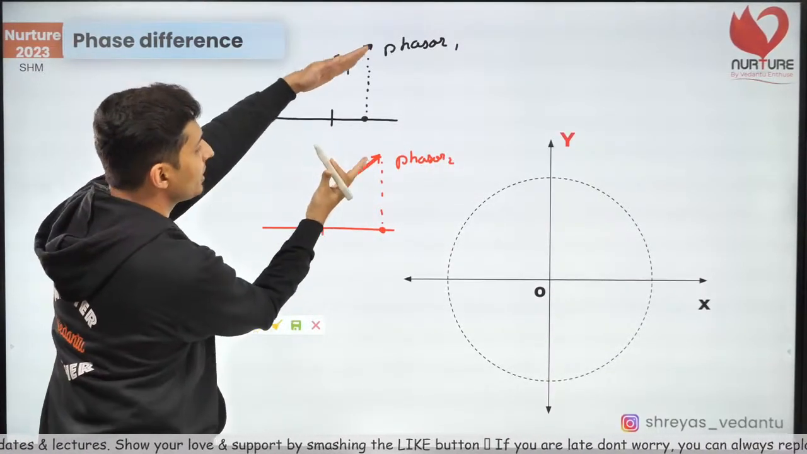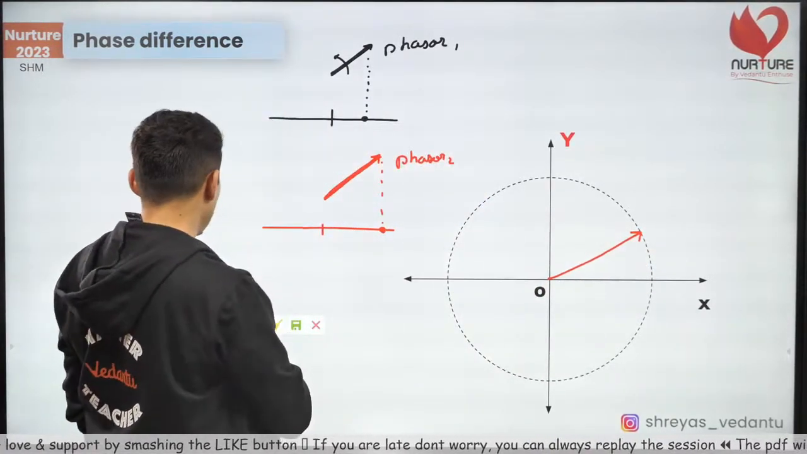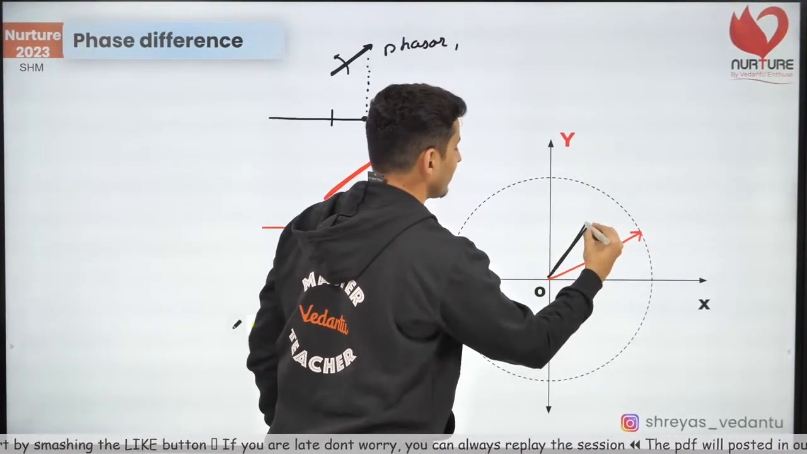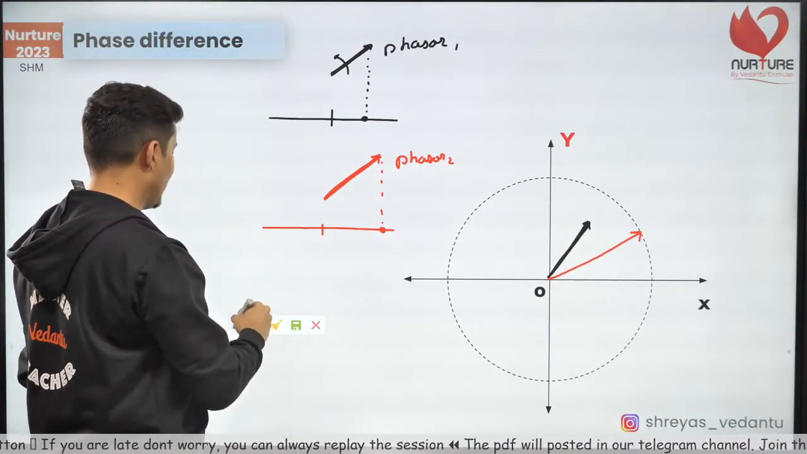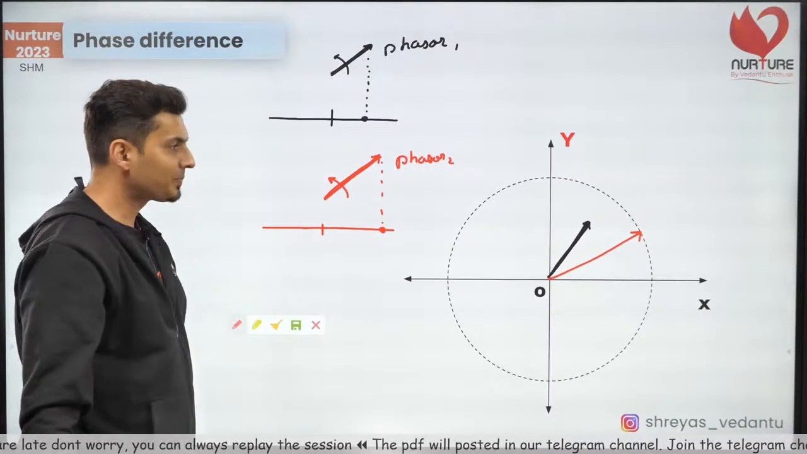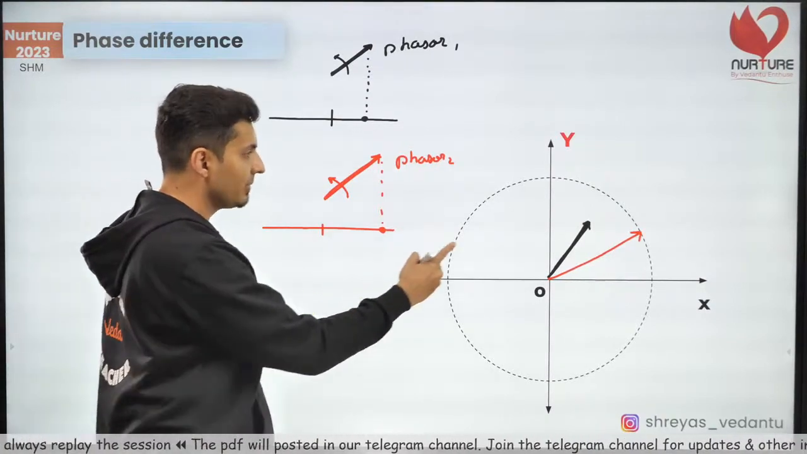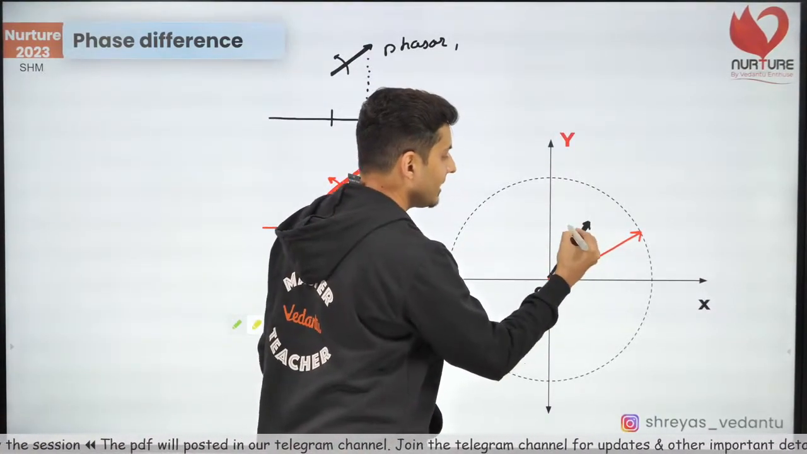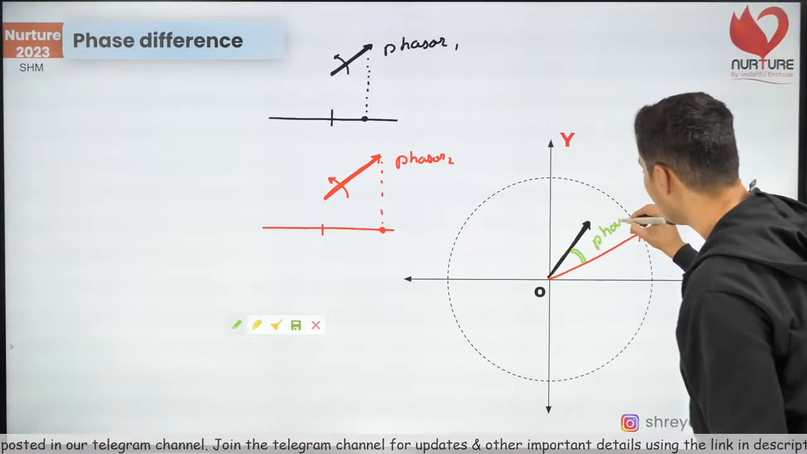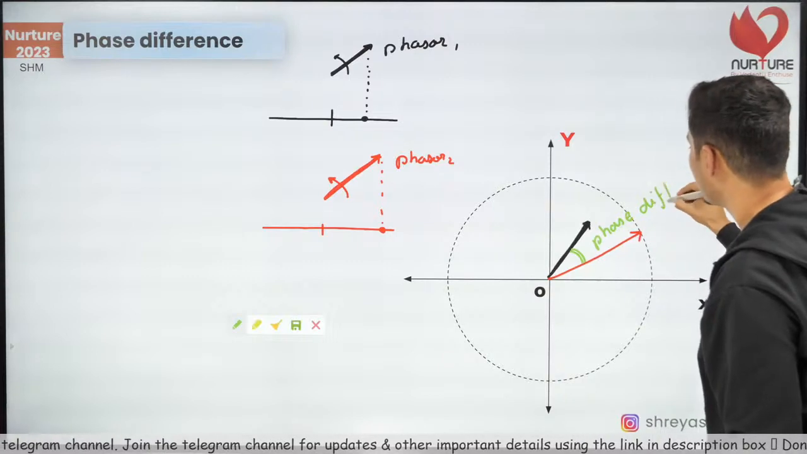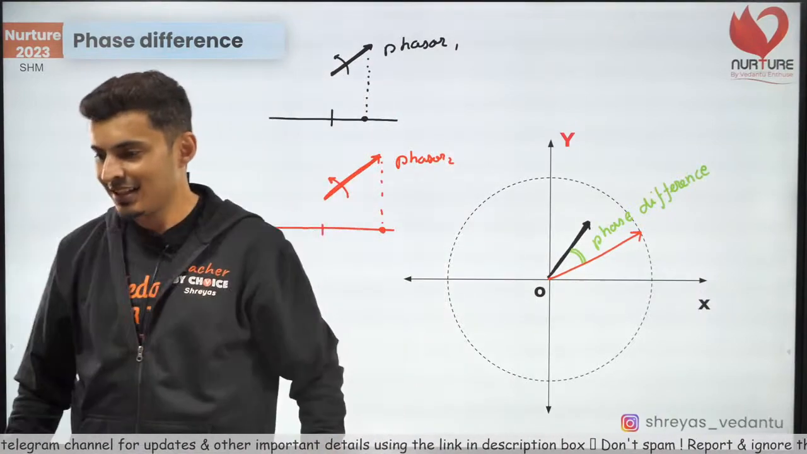Now if I bring both these arrow marks on the same diagram, maybe the red arrow mark comes here, maybe the black arrow mark comes over here. They could have different amplitudes, but they are both rotating like this. Now, the difference of the angle between them. Can you see the difference of the angle between the phasors? This angular difference between the phasors is basically called the phase difference. Phase difference. As simple as that.